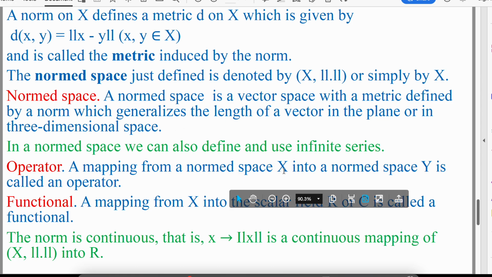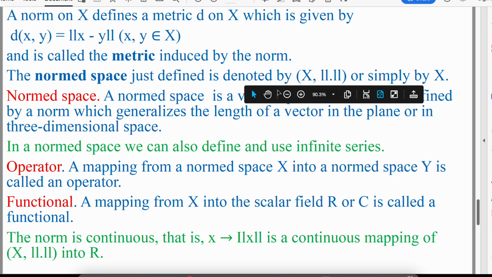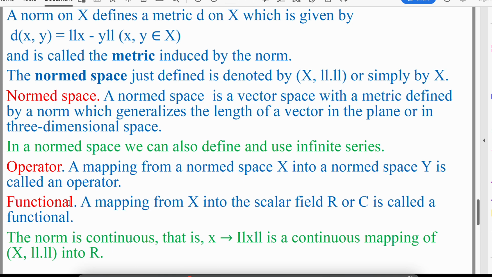A mapping from a normed space X into a normed space Y is called an operator. And a mapping from X into the scalar field R or C is called a functional. Also, the norm is always continuous, which means the mapping from x to norm of x is a continuous mapping of this normed space, which is defined with X together with the metric induced by the norm, into R. So this norm is always continuous.